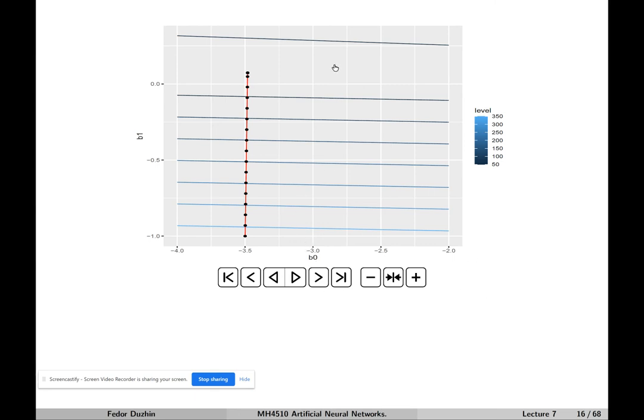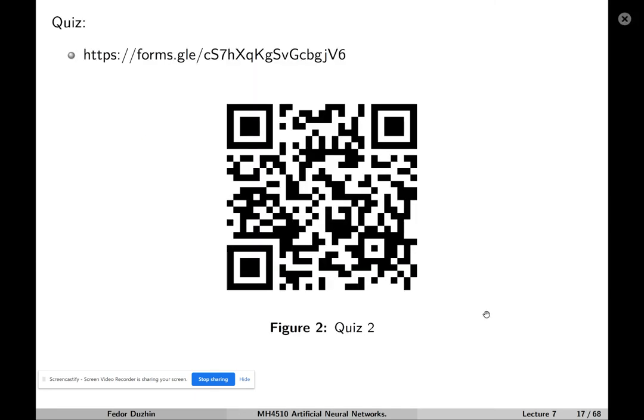The value of beta 0 and beta 1 that minimizes the loss function is probably somewhere here. I don't remember where it is. Hypothetically, if we did, I don't know, 1,000 more steps, then we could probably arrive at the minimum point. All right, so now please do the second quiz.